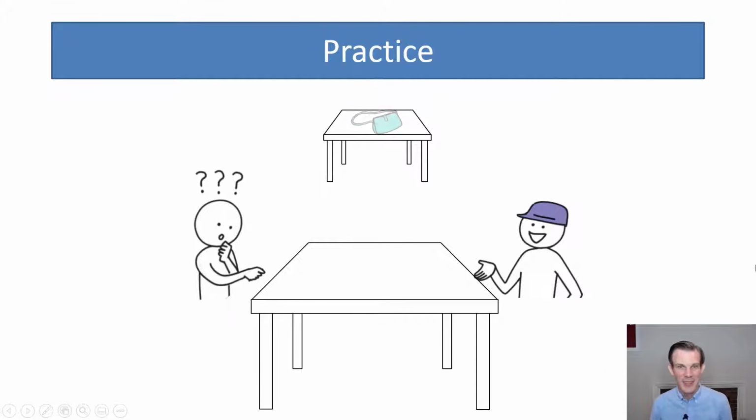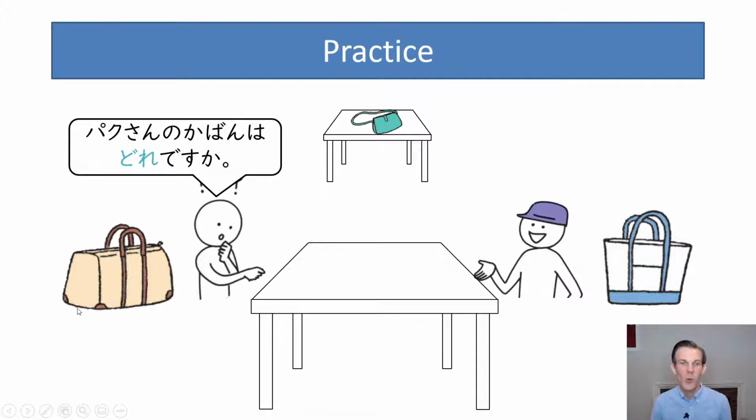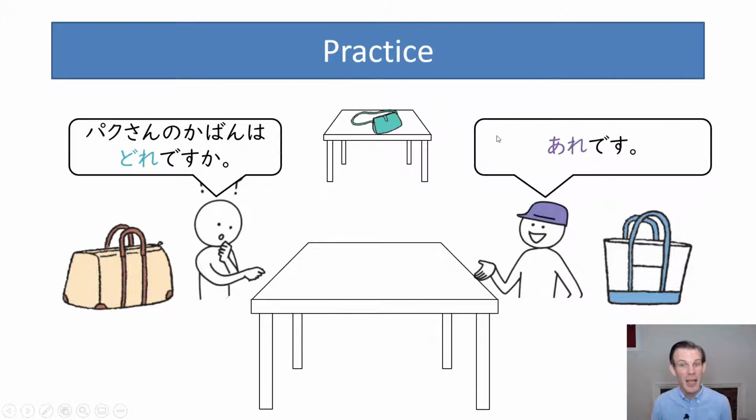Finally, okay, so there's a bunch of different bags. If we want to ask which is Park-san's bag, it would be Park-san no kaban wa dore desu ka? We have dore after the topic here. The topic is Park-san's bag. Park-san no kaban wa dore desu ka? And then if we want to say it's that one, we'd say are desu. Right? Okay, so that's how we use these demonstrative pronouns to stand in for a variety of different nouns that are in different locations around us.